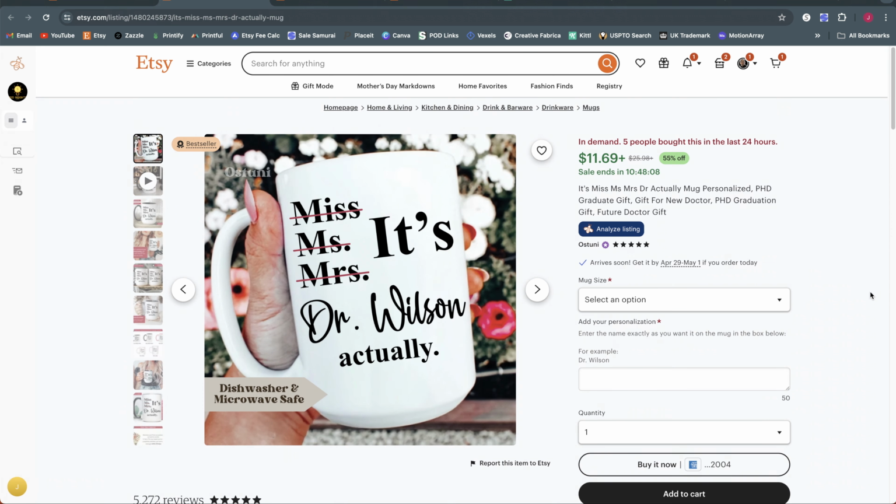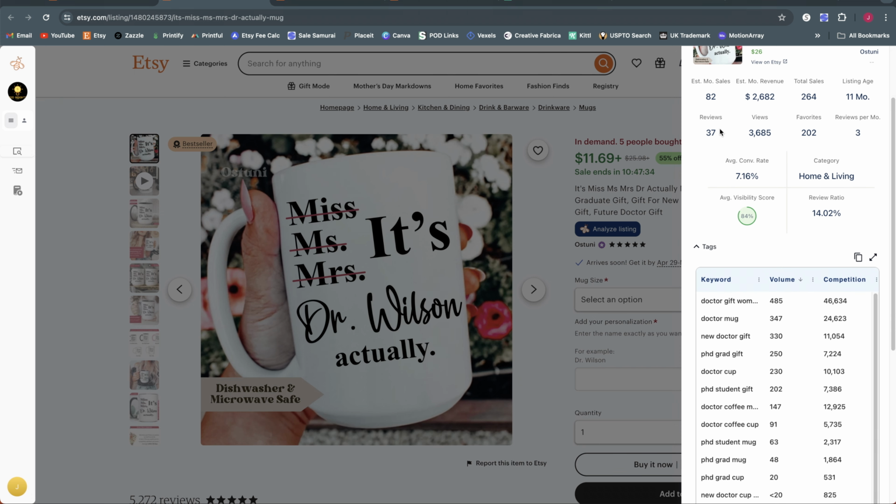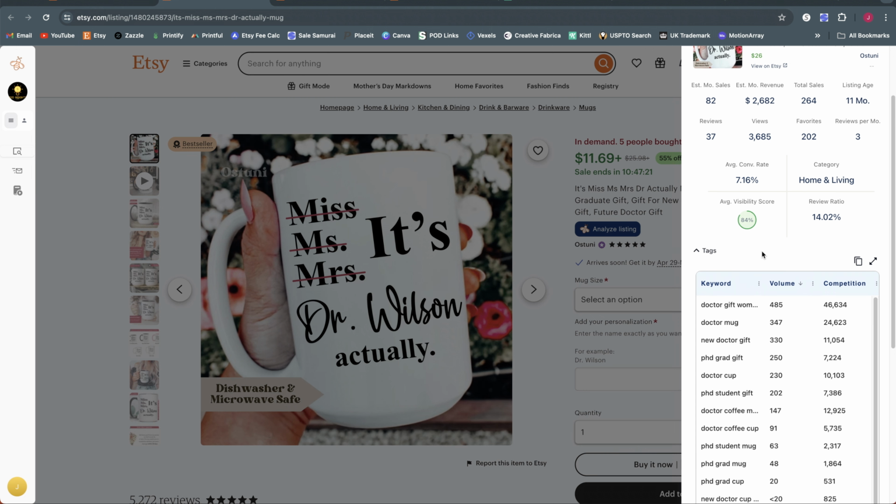This mug is a humorous take on graduation from the perspective of either graduating with a PhD or with an MD. It could be either one because it just says doctor. But this is not just your typical generic 2024 graduate type design. This is very specific to somebody graduating with a doctorate, and it's also humorous. If we take a look at the analytics on this one, we're looking at currently 82 estimated monthly sales. It's around 11 months old. Again, since it's still April, we're not quite into the full swing of graduation season, so that probably will tick up over the next couple of months.